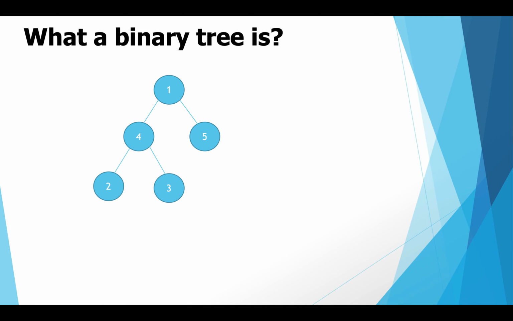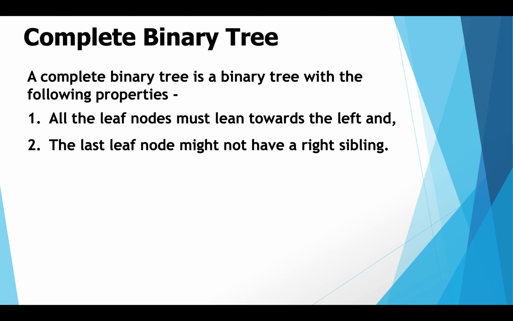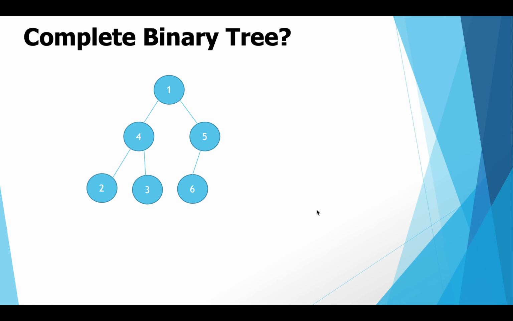Let's understand what a complete binary tree is. A complete binary tree is a binary tree with the following properties. All the leaf nodes must lean towards the left, and the last leaf node might not have a right sibling. So this over here you see is a complete binary tree, as all the leaf nodes are left justified. That means leaned towards the left, and you see here this leaf node doesn't have a right sibling. Alright, you now know what a complete binary tree is.